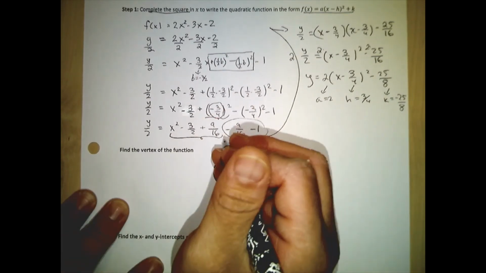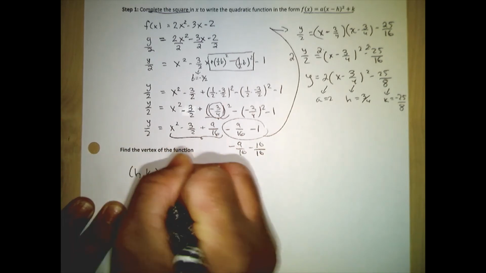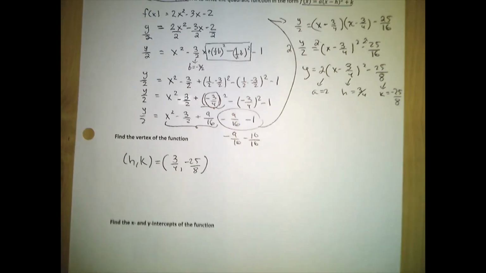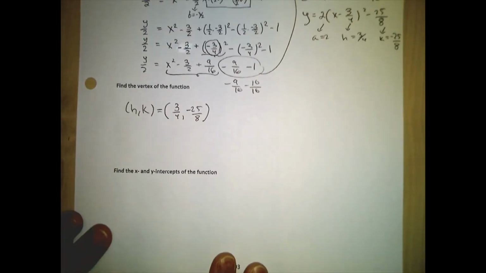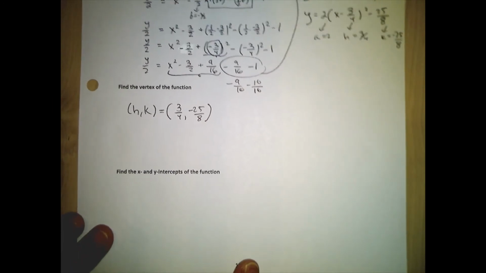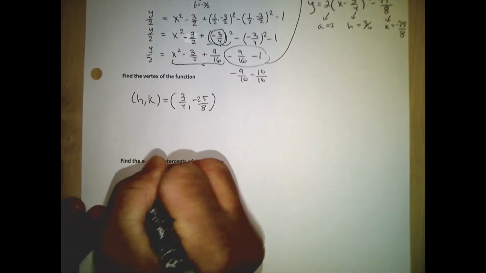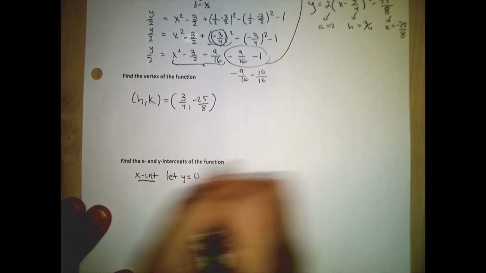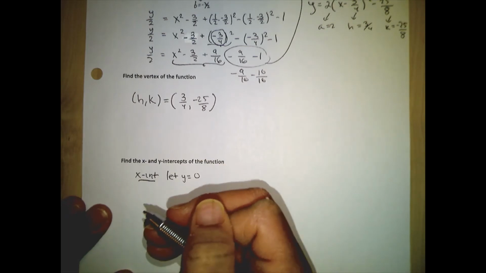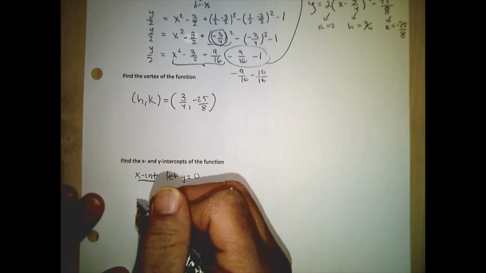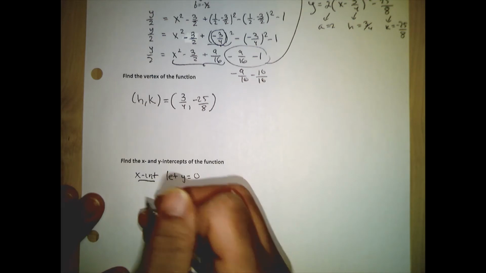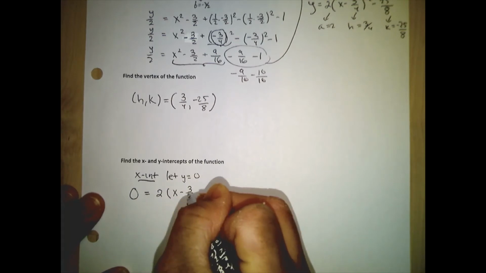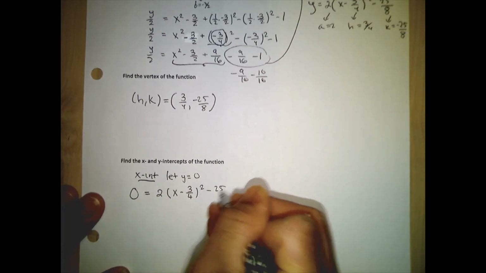So the vertex of the function is always (h, k), so that's (3/4, -25/8). And now I will find the x and y intercepts of the function. So the x-intercept, I can find that by letting y be equal to 0. And so then, if I have 0 is equal to 2 times (x - 3/4) squared minus 25/8.